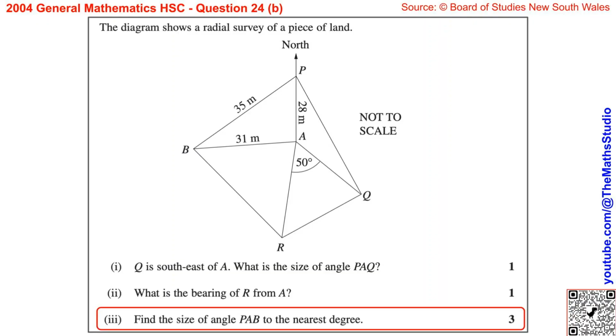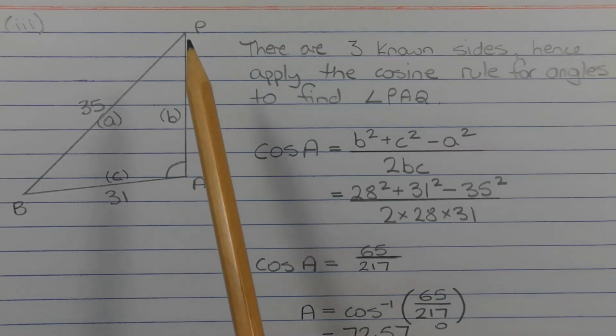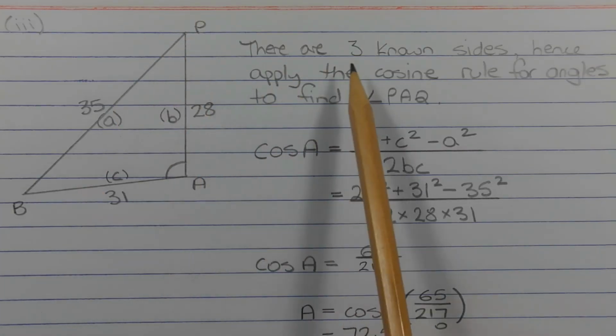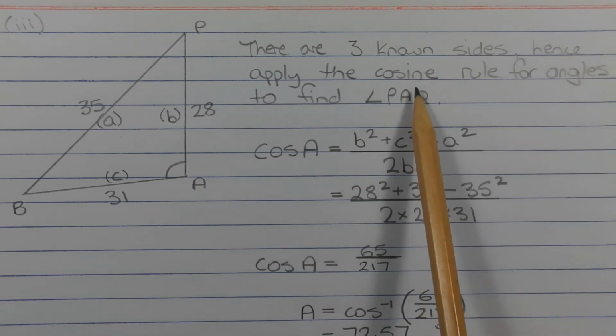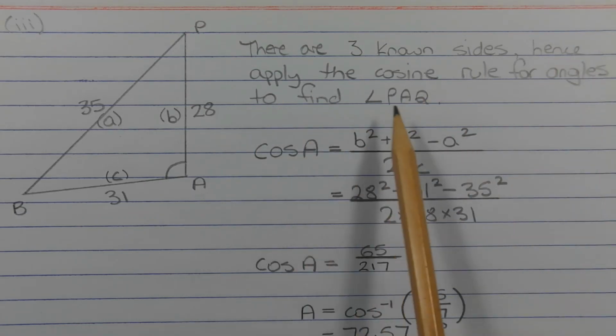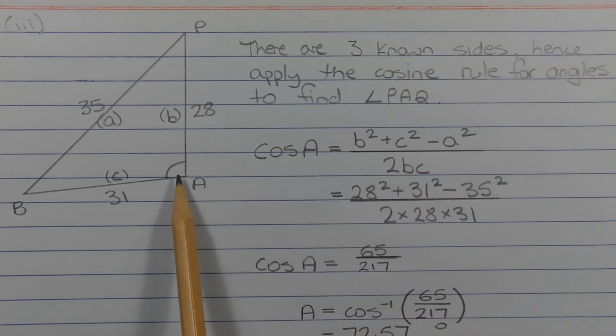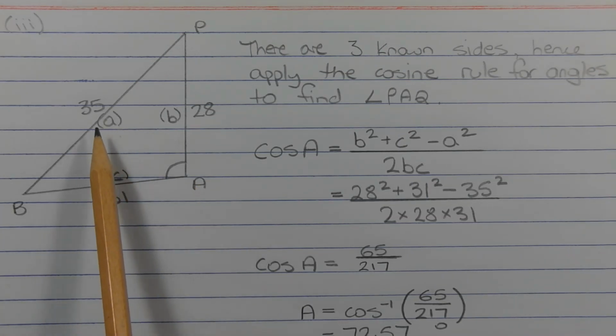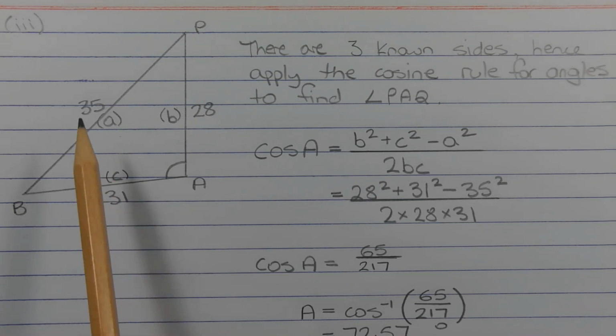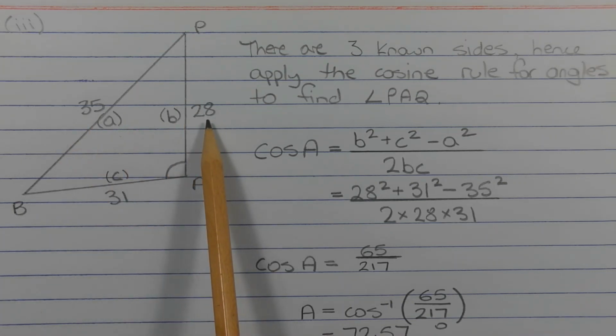Part 3. Find the size of angle PAB to the nearest degree. In triangle PAB, there are three known sides. Hence, apply the cosine rule for angles to find angle PAB, which is this angle here, represented by the capital letter A. Now, sides a, b, and c are 35 meters, 28 meters, and 31 meters respectively.